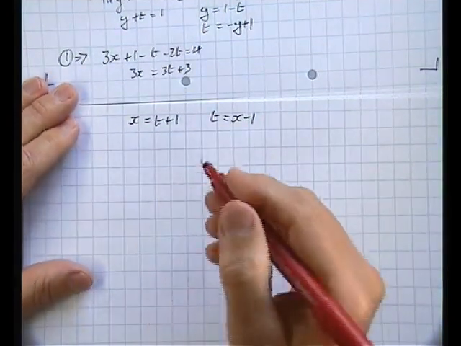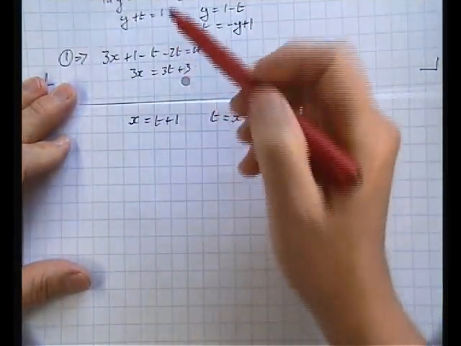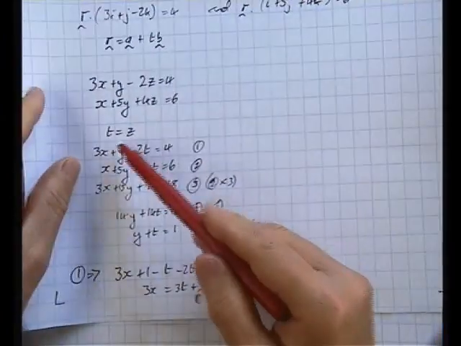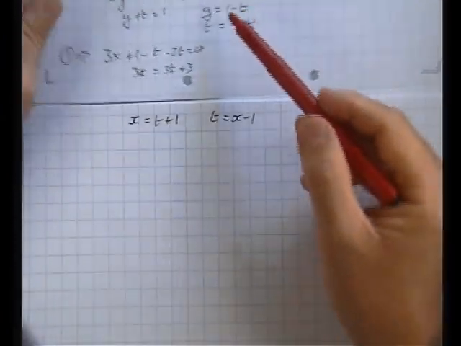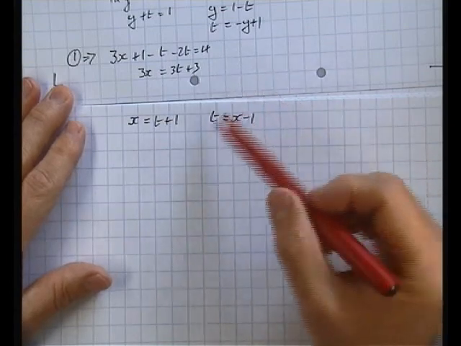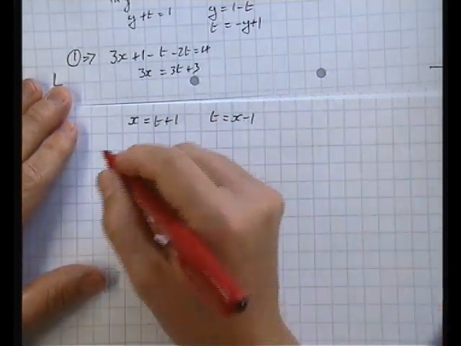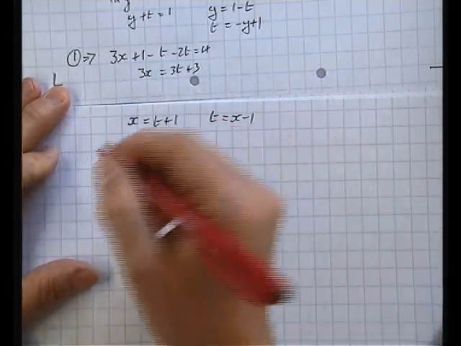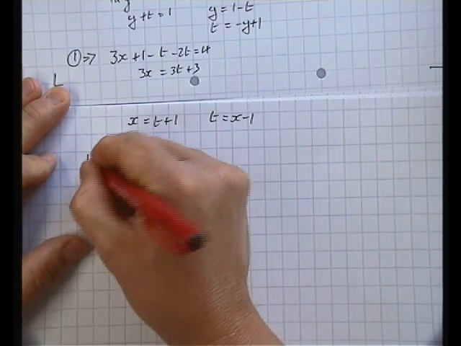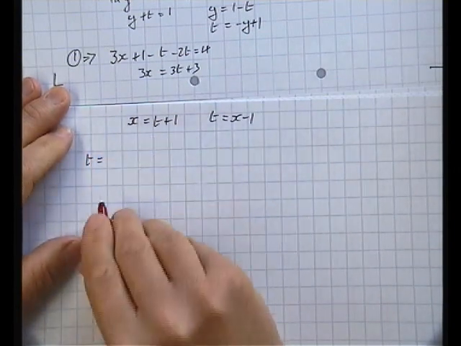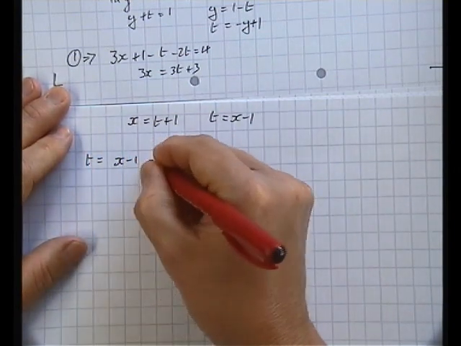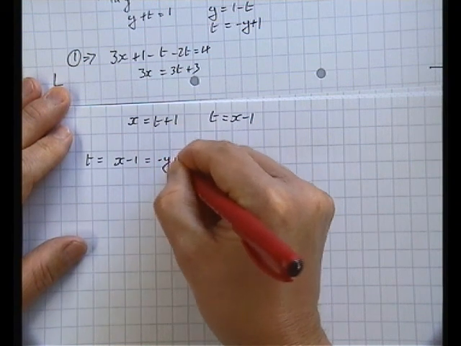Now, I've got three equations: t = z, t = -y + 1, and t = x - 1. So I'm going to equate those three together and write them out like this. So I've got t is equal to x - 1 equals -y + 1 equals z.